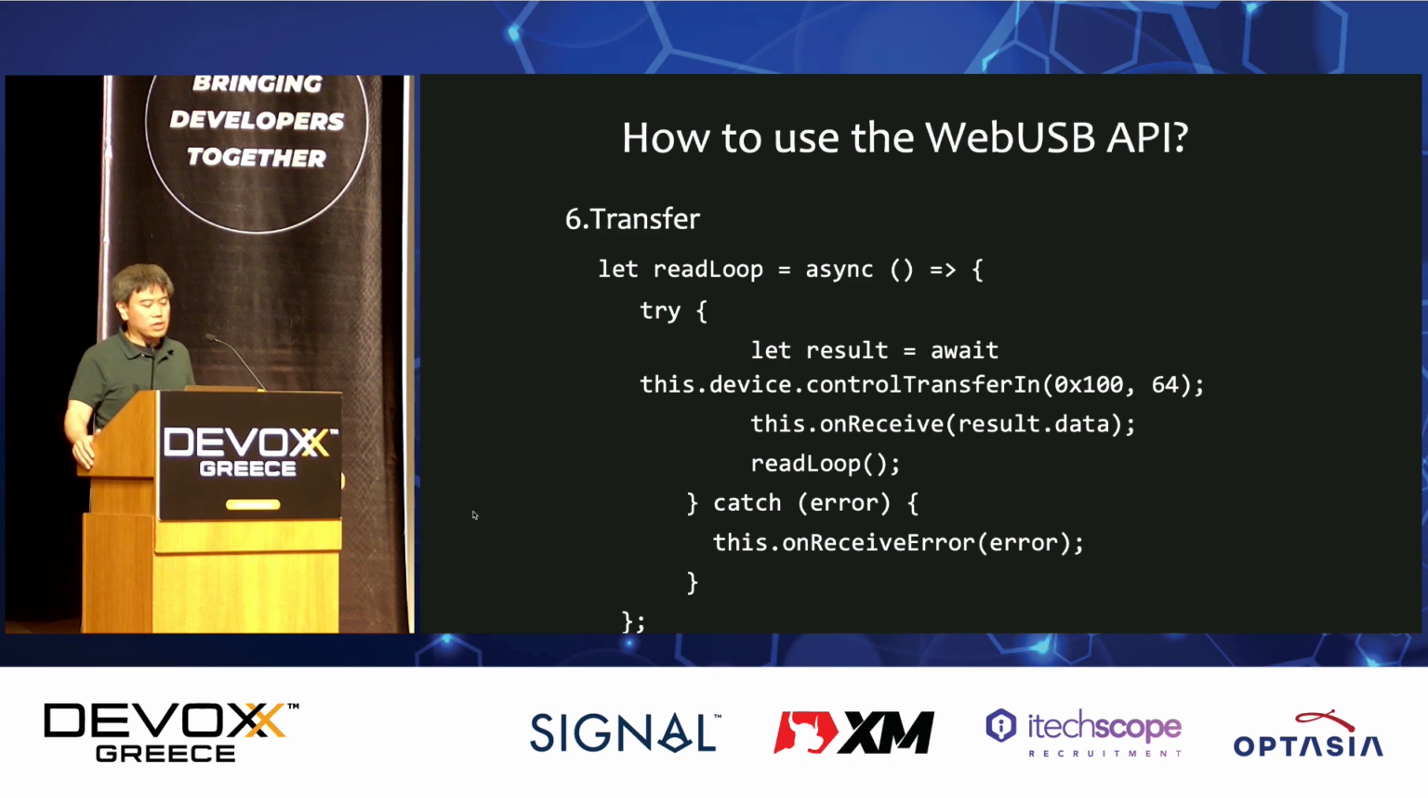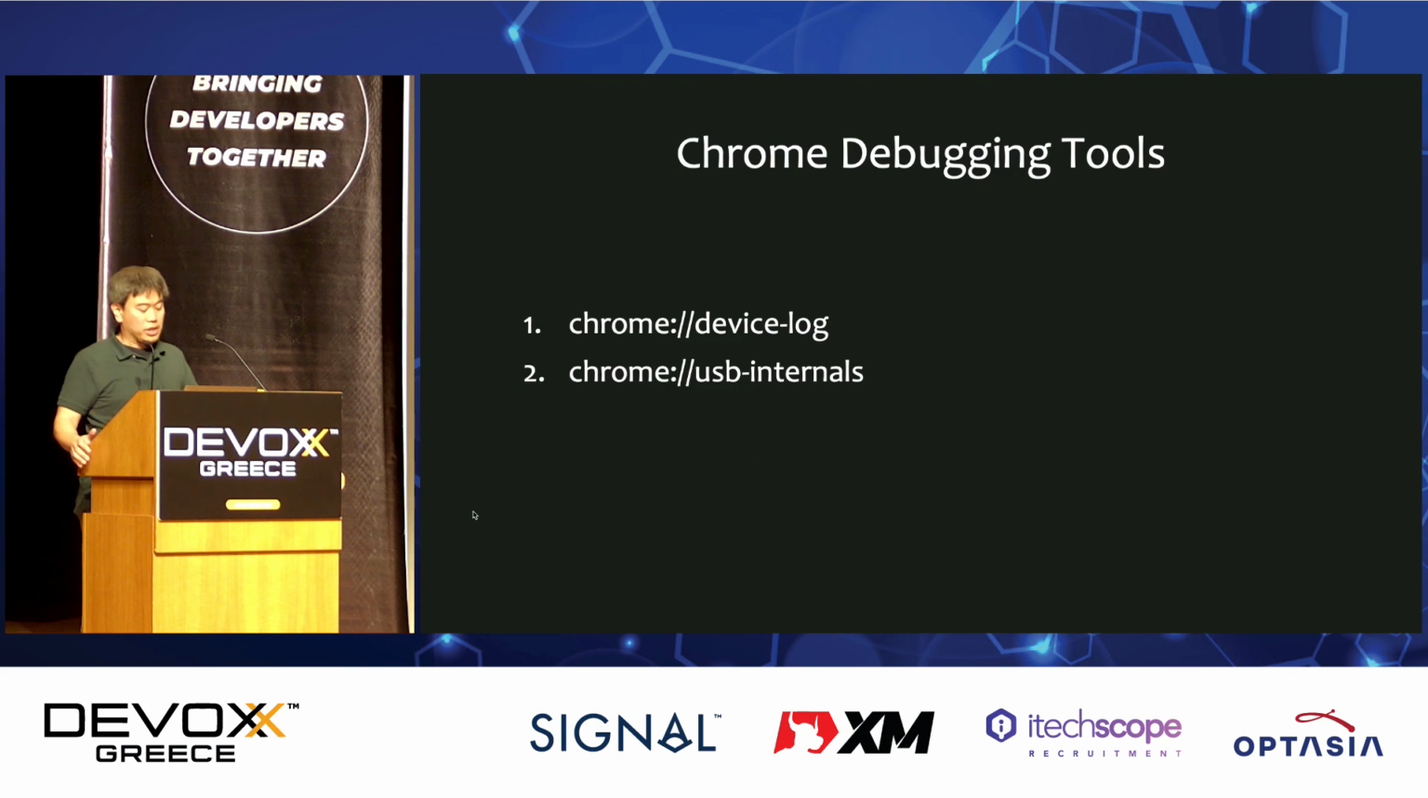And then on the transfer side, if you want to receive data from the USB device, you specify some of the control transfer, then on receive, and then read the loop. So of course, each manufacturer, however they program their USB interface, you have to work with them. So in this case, I'm using this Chrome.